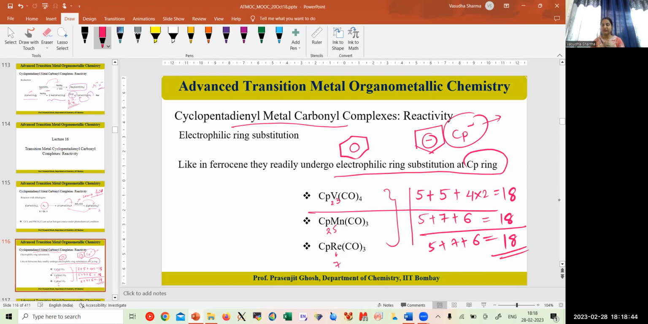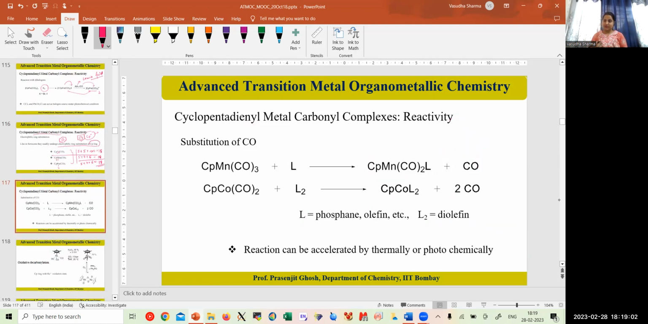So these are some stable 18 valence electron complexes, and when we talk about their reactivity, it is more or less similar to that of ferrocene or the metallocenes, where electrophilic ring substitution occurs, and that is very, very feasible.